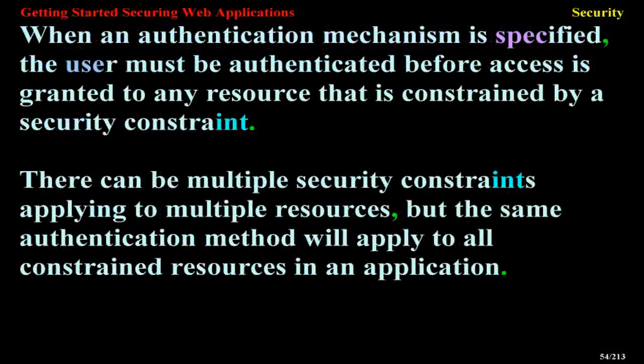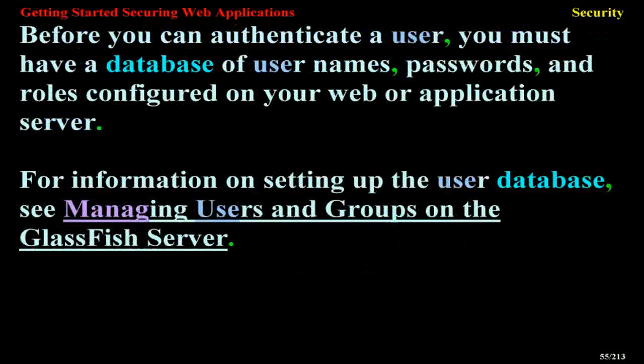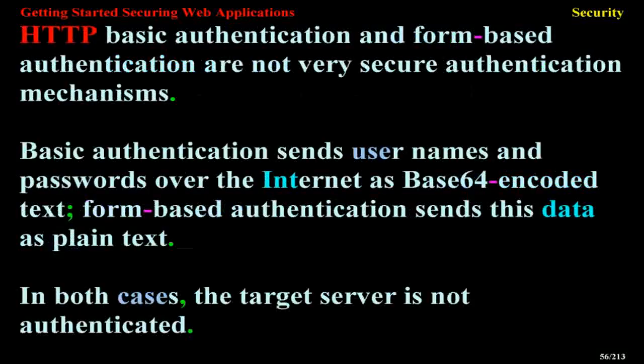There can be multiple security constraints applying to multiple resources, but the same authentication method will apply to all constrained resources in an application. Before you can authenticate a user, you must have a database of usernames, passwords, and roles configured on your web or application server. For information on setting up a user database, see Managing Users and Groups on the GlassFish Server.